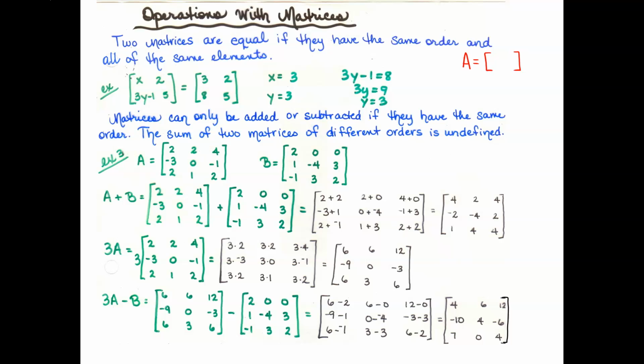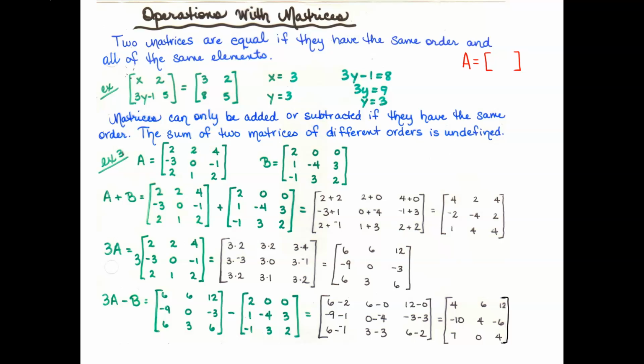Okay? All right, now, matrices can only be added or subtracted if they have the exact same order. So if you have different orders, then we say that that sum is undefined. So it has to be exactly the same. It has to be a 3 by 4 and a 3 by 4, a 1 by 6 and a 1 by 6. They have to be identical.